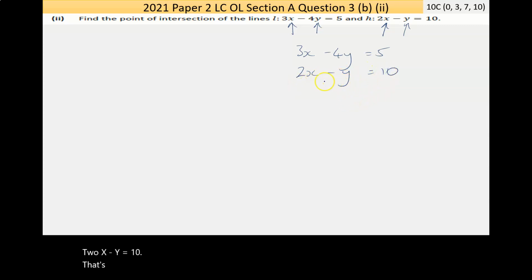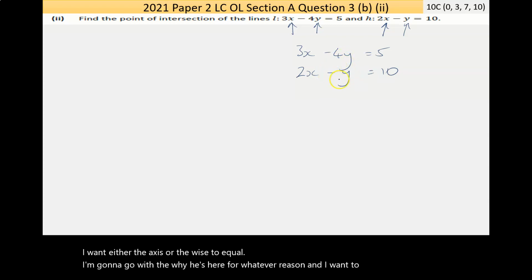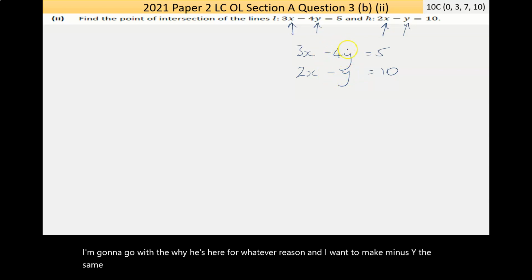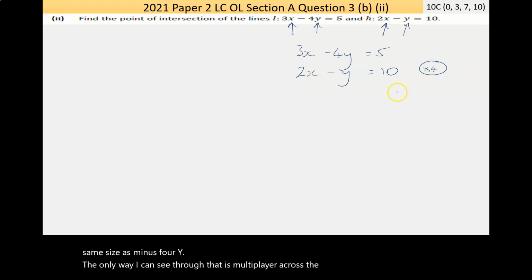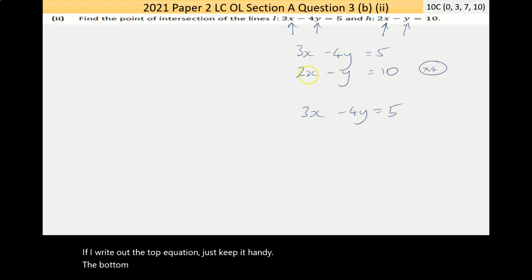I suppose the simple idea with this method here is I want either the x's or the y's to equal. I'm going to go with the y's here for whatever reason. And I want to make minus y the same size as minus 4y. The only way I can see through that is multiply across the bottom equation by 4. Now, if I write out the top equation, just to keep it handy, well, the bottom equation is going to change. 2x by 4 is 8x, minus y by 4 is minus 4y, 4 by 10 is 40.